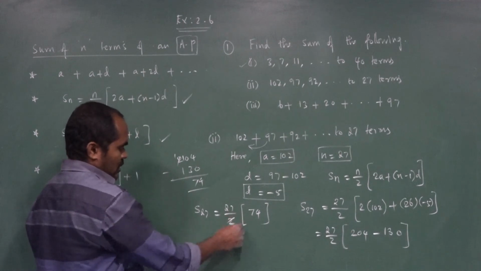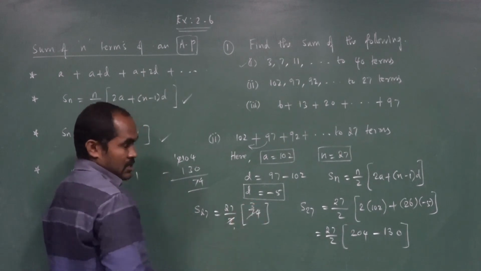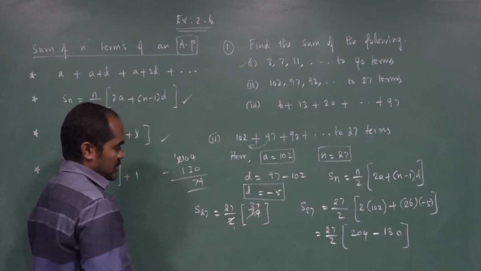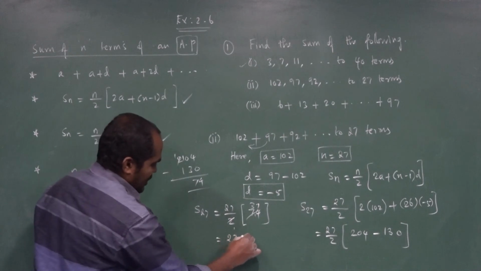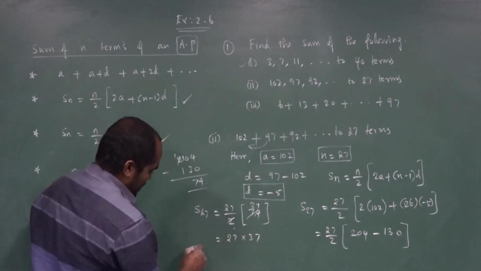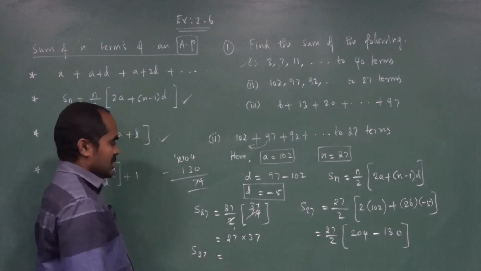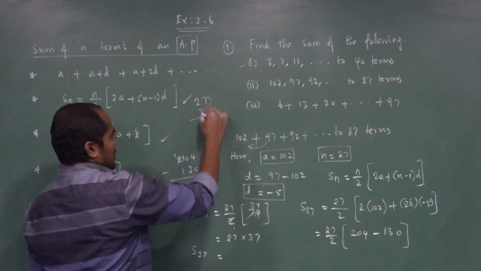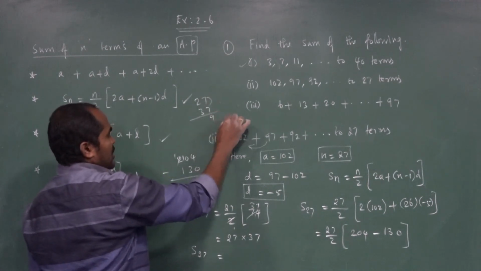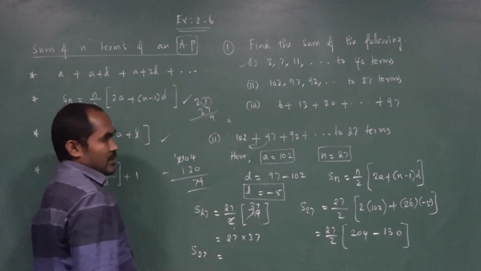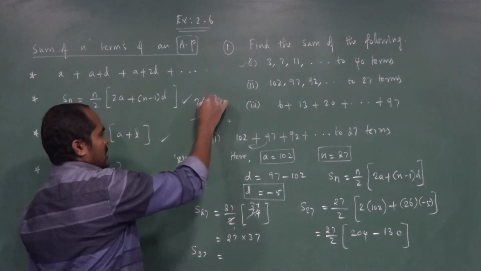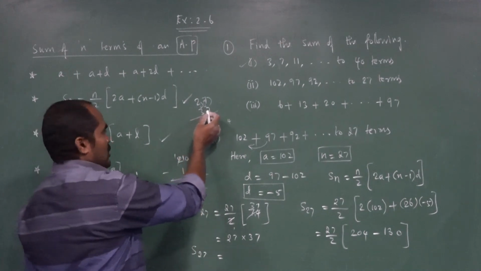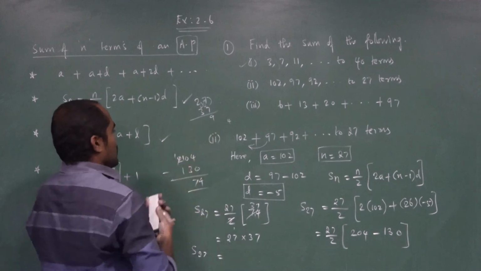So cancel this: 1 times 3 2s are 6, remainder 1, 7 2s are 14, so 37. So this is 27 into 37. 7 7s are 49, remaining 4. 2 7s are 14. 3 7s are 21. 14 plus 21 is 35.